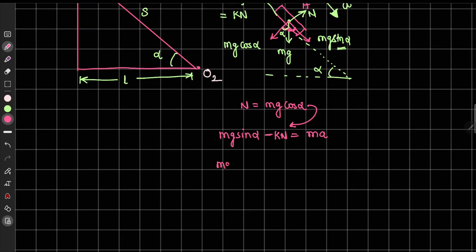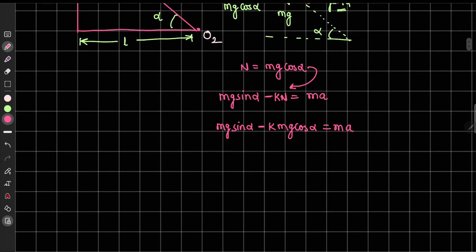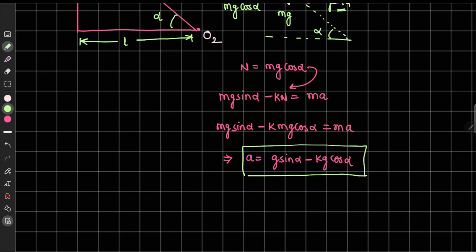So we will get mg sin alpha minus k times mg cos alpha is equal to mass into acceleration, and from here we can find a is equal to g sin alpha minus k g cos alpha. So this is the expression of acceleration we got, which is a function of alpha.